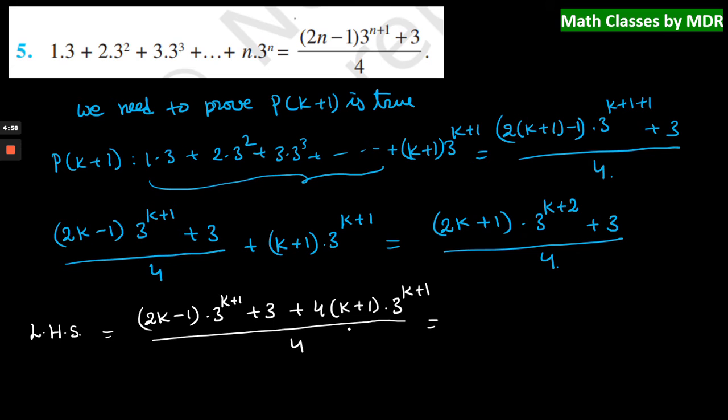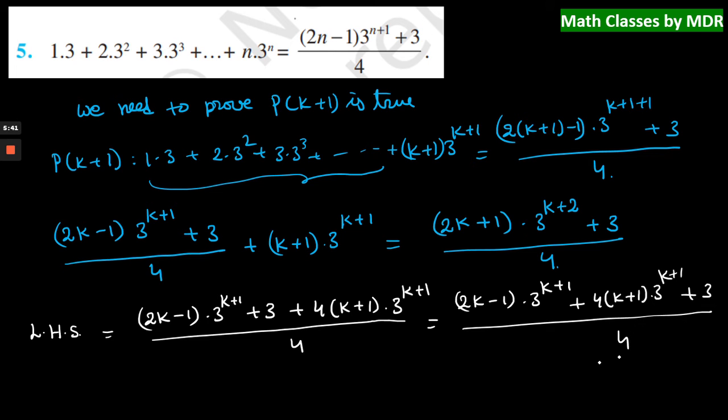Right? Let us try to take 3 to the power k plus 1 common here. So, by the first two terms, let us take these two terms and take 3 to the power k plus 1 common. Shall I write one more step? Okay, let me write one more step. So let's take all the like terms side by side, that is 4 into k plus 1 into 3 to the power k plus 1, plus 3, by 4.